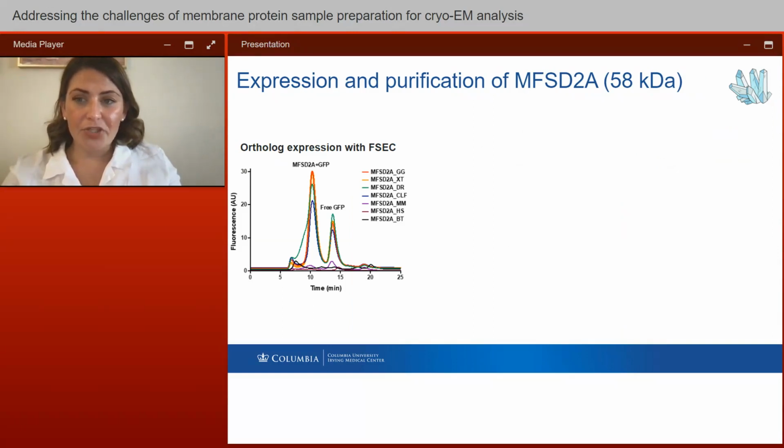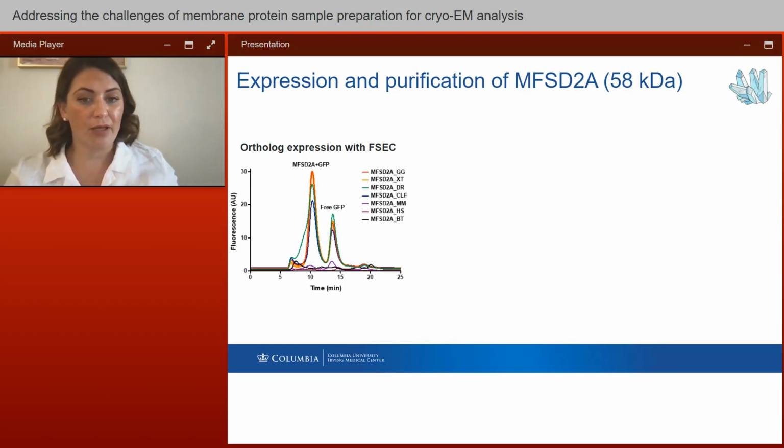Starting off this project, I actually started it in 2017, which was a while ago now, and back then I chose to start using crystallography because this protein's only 58 kilodaltons in size, and so not really in the range for cryo-EM. And because this is a membrane protein and they're often quite difficult to express, I started off by screening expression of a number of different MFSD2A orthologs from different species that have good sequence similarity to the human, fused to a GFP tag to see which ortholog is stable and high expressing.